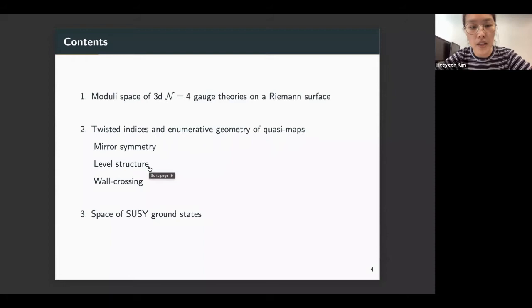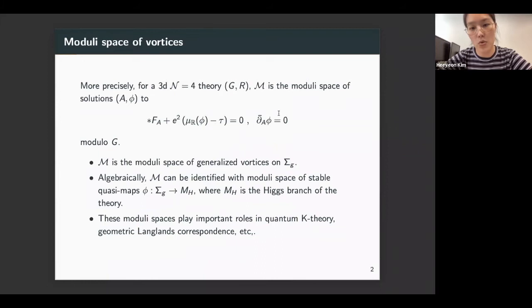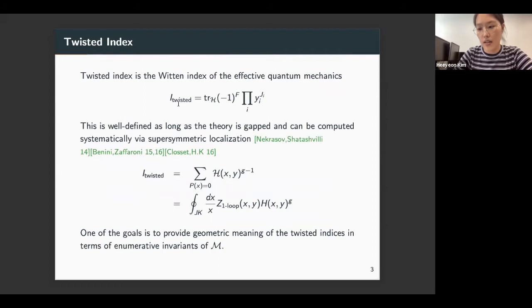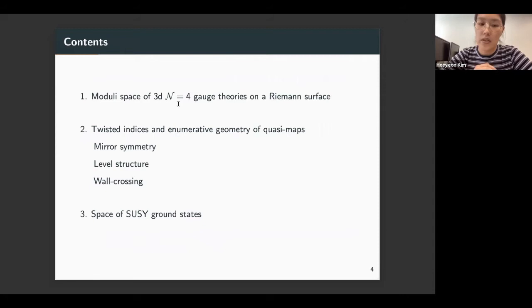And finally, if you look at this equation of the moduli space, you can see that this moduli space depends on some parameter tau valued in the Lie algebra of the gauge group. Physically, this tau is what characterizes the size of the vortices on the Riemann surface, and the moduli space has a very intricate dependence on this parameter tau. And algebraically, this tau plays a role of determining the stability condition of the solutions. So I will argue that our twisted indices here are piecewise constant in the space of this parameter tau, and I will derive the wall-crossing formula in this context.